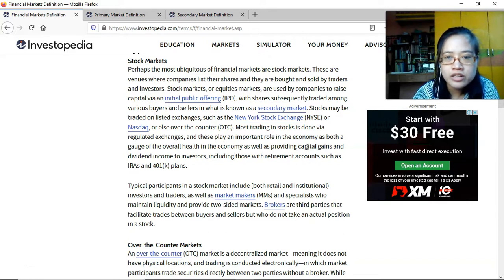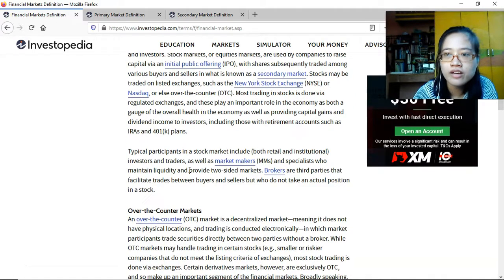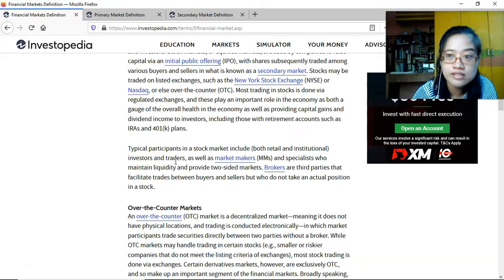And these play an important role in the economy as both a gauge of the overall health of the economy, as well as providing capital gains and dividend income to investors, including those with retirement accounts such as IRAs and 401k plans. Here in the Philippines we have PERA. I forgot what it means, but it's essentially retirement. And then of course we have the security benefits from SSS and GSIS.